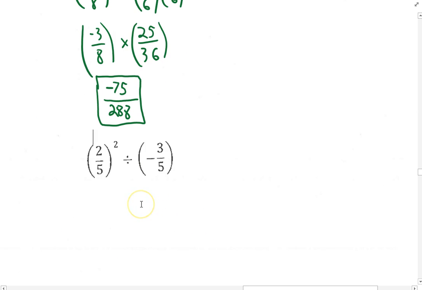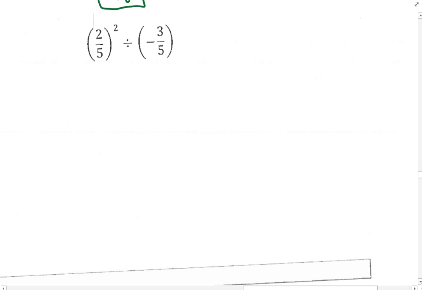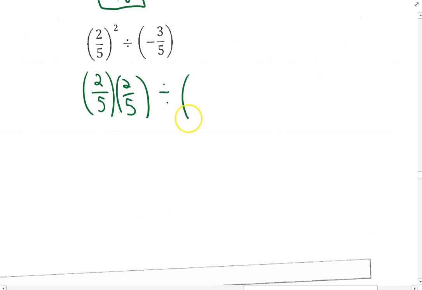So that one was down here. Yeah, just the next one down. All right, so here, 2/5. Again, these brackets, I don't have anything to do in there, so I'm off to exponents. 2/5 squared, I'll have 2/5 times 2/5, all divided by -3 over 5.